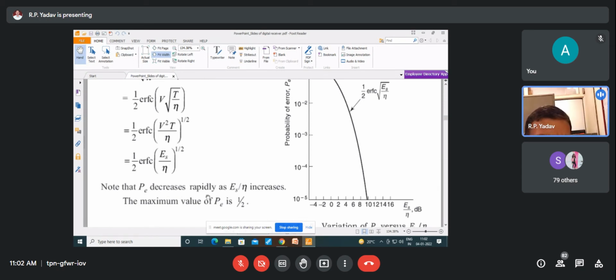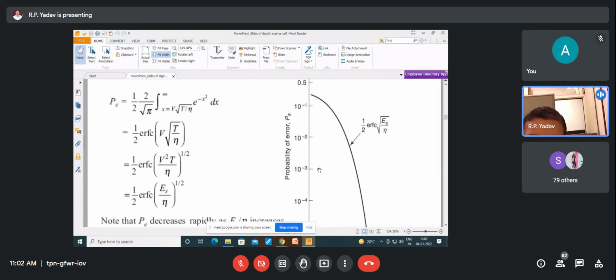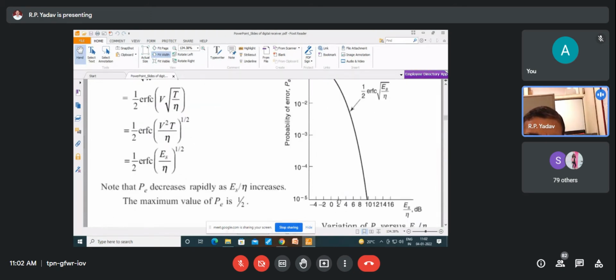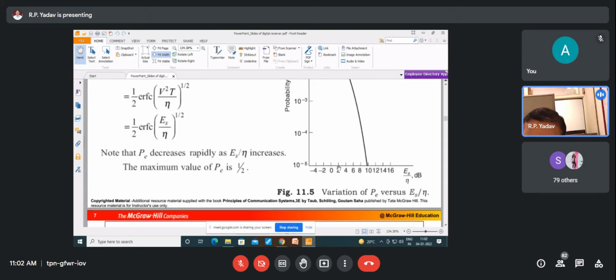So look here, P decreases rapidly as Es upon eta increases. If you increase the power level, that means the more power you transmit, the less chances of error there are. That's logical. The less power you transmit, the more chances of error. So if you transmit, let's say, 2 dB power here, the error will be something here, around 10 to the power minus 2. And if you are transmitting, let's say, 0 dB, the error for this particular value would be higher.